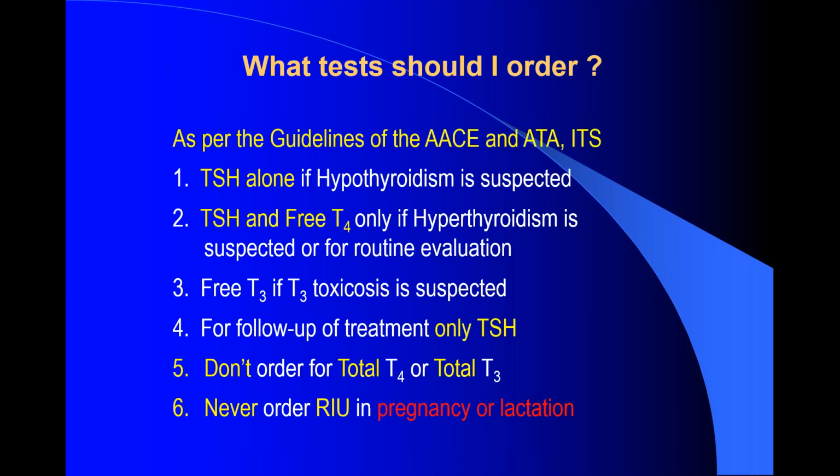So what test will you order? As per the existing guidelines, you can order TSH alone if you suspect hypothyroidism. How will you suspect? Based on the clinical findings that I'll tell you later. You will order TSH and free T4 if hyperthyroidism is suspected, and you can measure free T3 if T3 toxicosis is suspected. In follow-up, however, you will measure only TSH. Don't order total T4 and T3, and never order radioiodine uptake in case of pregnancy and lactation. These are the tests that you have to order.